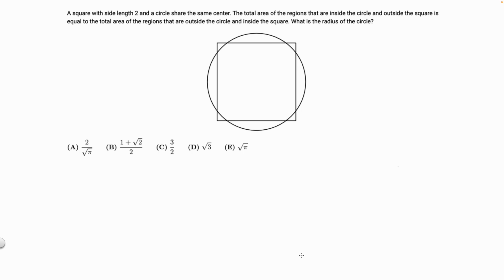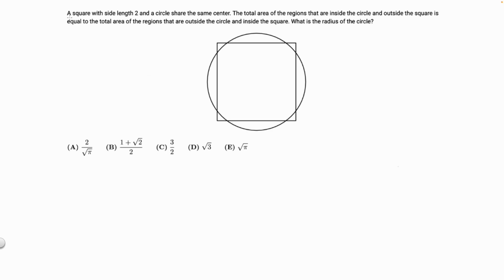A square with side length 2 and the circle share the same center. The total area of the regions that are inside the square and inside the circle and outside the square is equal to the total area of the regions that are outside the circle and inside the square. What is the radius of the circle?